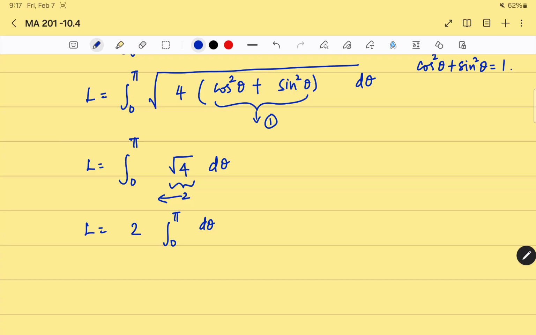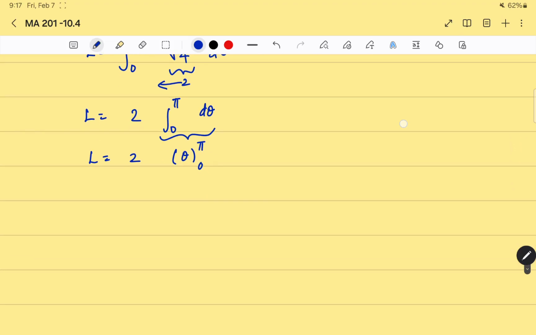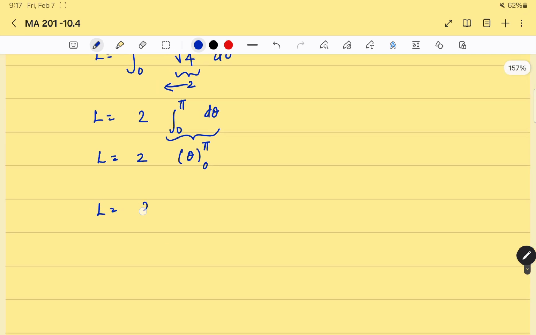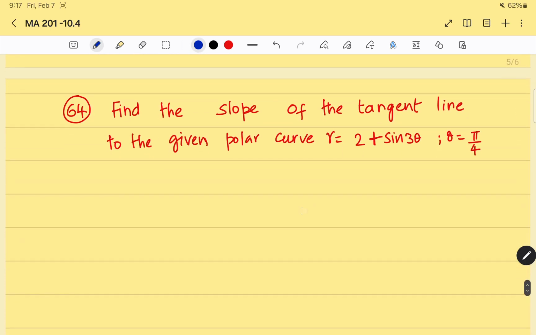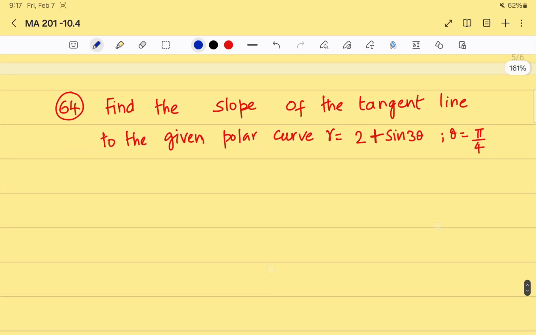So what happens now, L equals integral of 0 to pi d theta, which is theta, and the limit substitution is 0 to pi. So L equals upper limit substitution minus lower limit substitution. So L is equal to how much? 2 pi. So the arc length is going to become 2 pi. So let's go to the next question, which is the last question of 10.4.